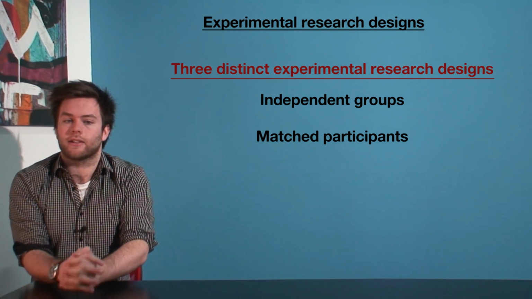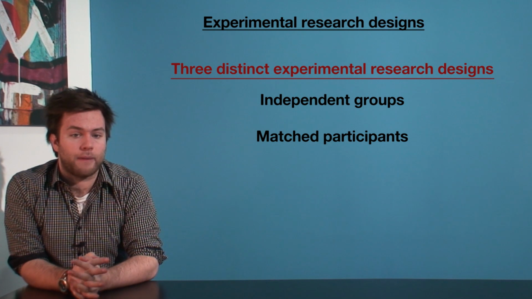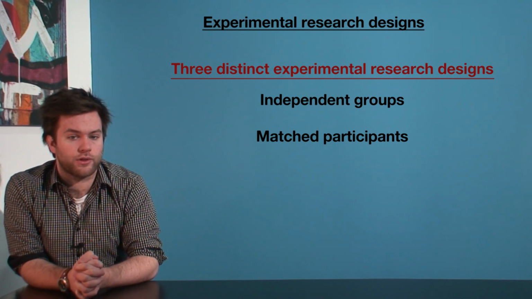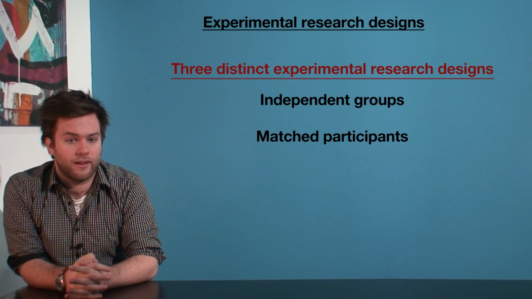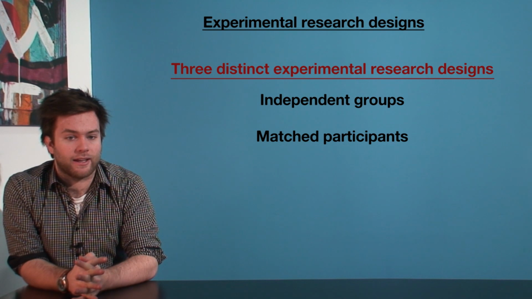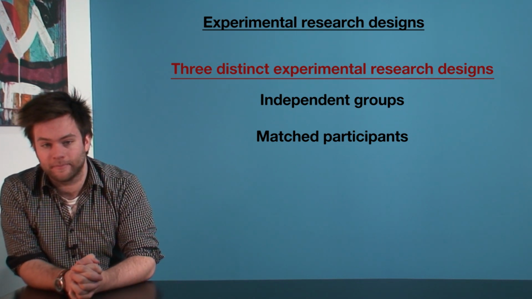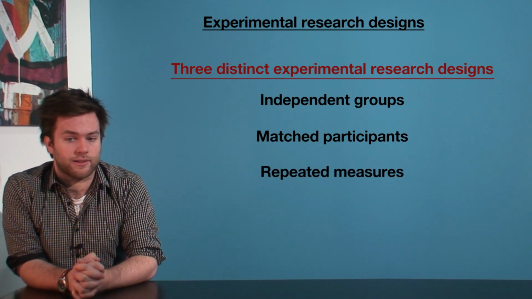To do this, they conduct tests before the experiment, an IQ test for example, and then pair the participants based on their results. The two participants with the highest results on the IQ test are paired, and then the next best two, and so on. One member of each pair is then allocated to the control group and the other is allocated to the experimental group. Finally, there is the repeated measures experimental research design.